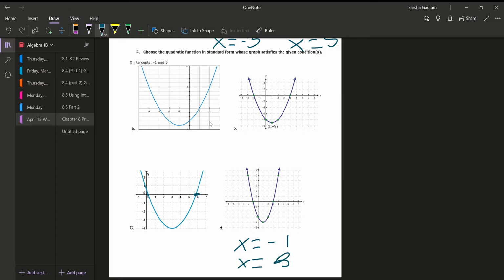Well, this one also does look kind of correct, right? But if you take a closer look, this one is x equals negative 3 and x equals positive 1. And the question asks us to have a negative 1 and a 3, and this one fits it. So our answer is going to be D.